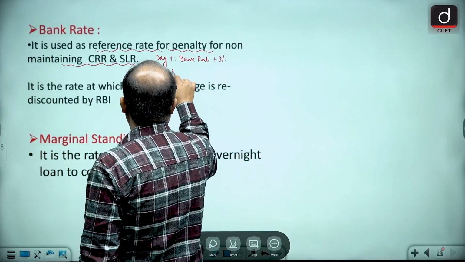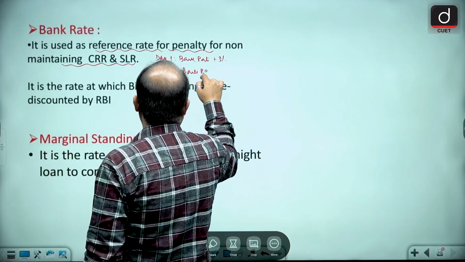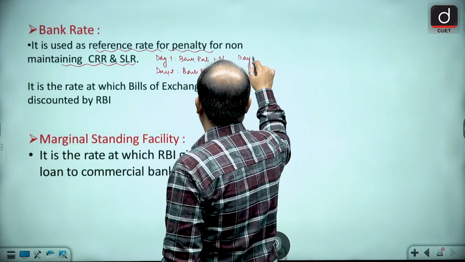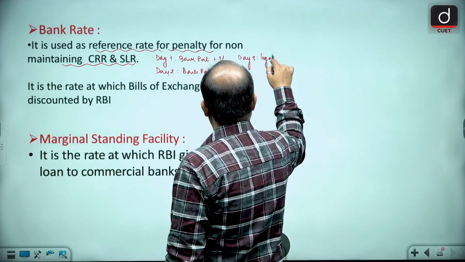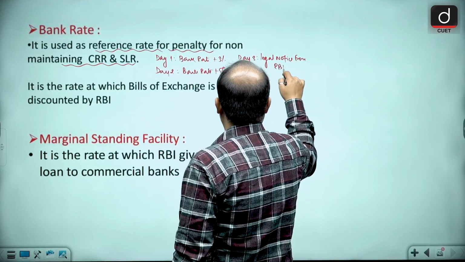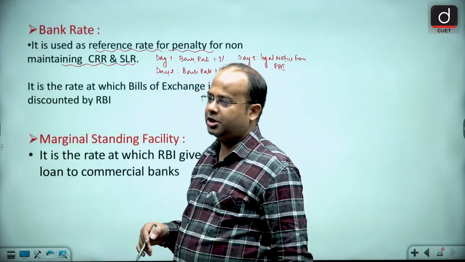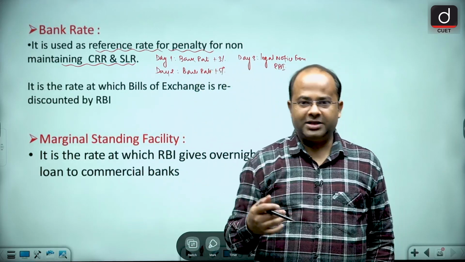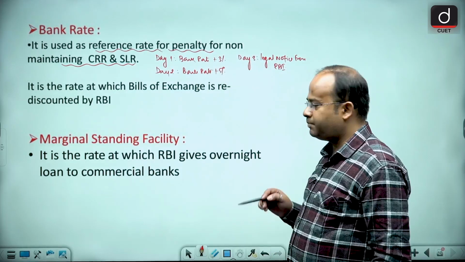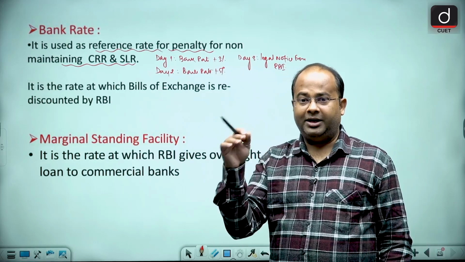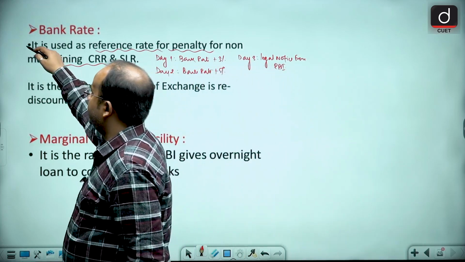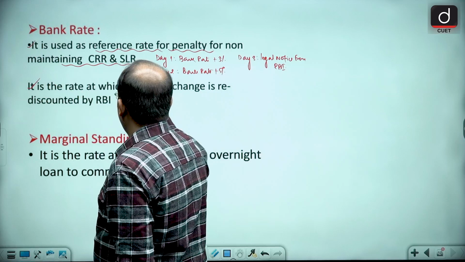For day two, bank rate plus 5%. And on day 3, if it is not being maintained on day 3, then legal notice from RBI. And whenever, guys, any Scheduled Commercial Bank or any other financial institution faces penalty, then the rate of the penalty is calculated with reference to the bank rate.